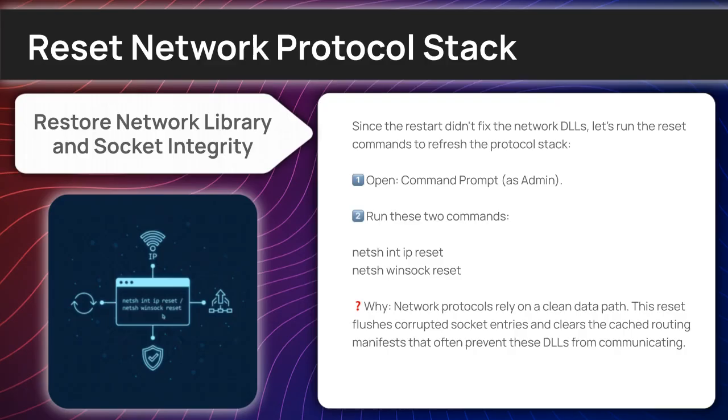Why are we doing this? Well, network protocols rely on a clean data path. This reset flushes corrupted socket entries and clears the cached routing manifests that often prevent these DLLs from communicating.